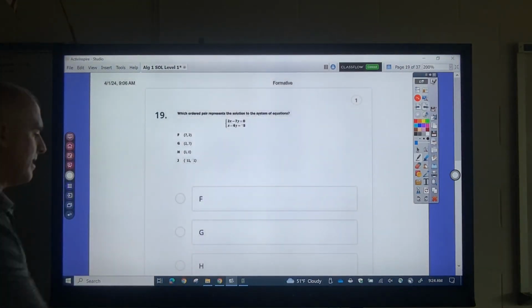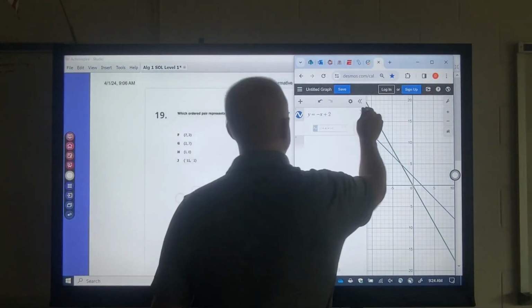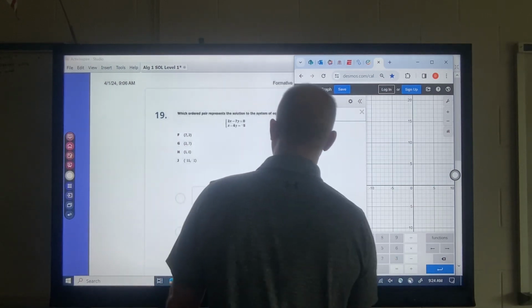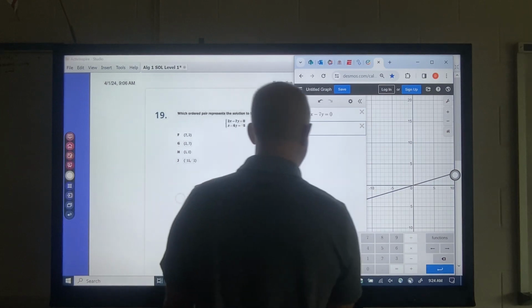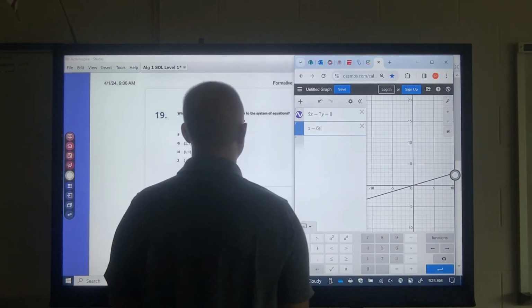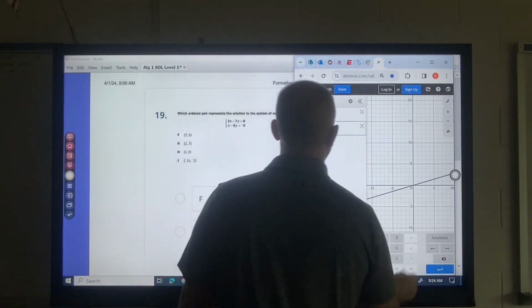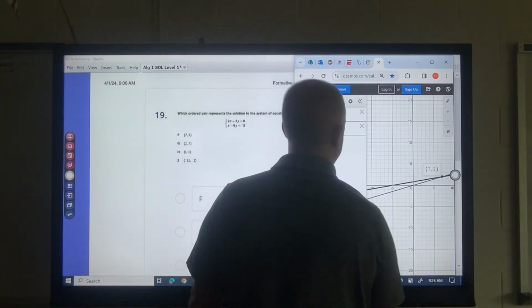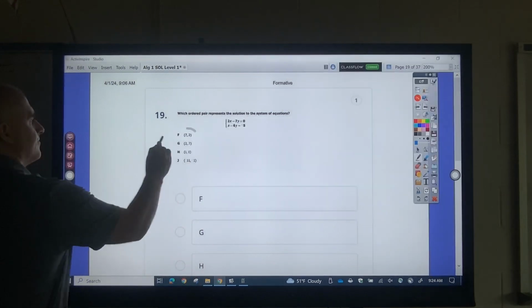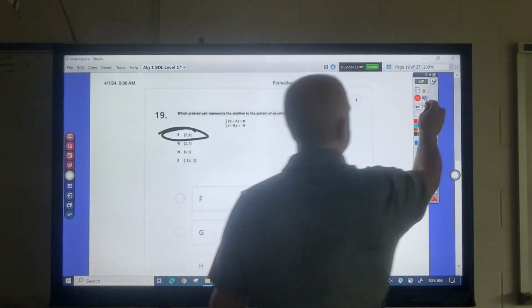19. What's the ordered pair of that solution? Same concept. Two equations in, and where it crosses is at 7, 2.